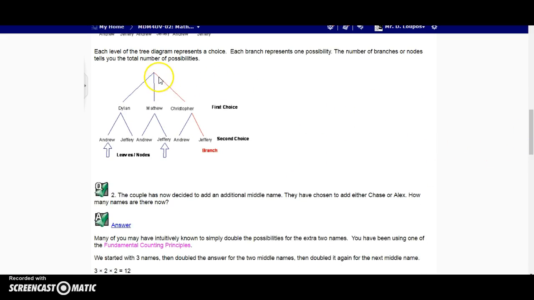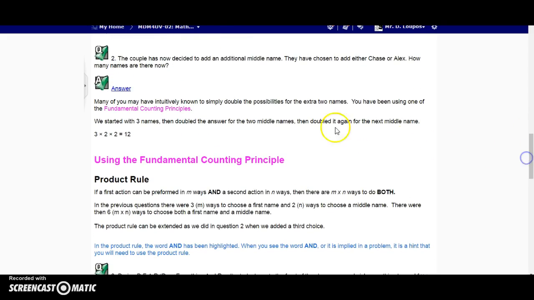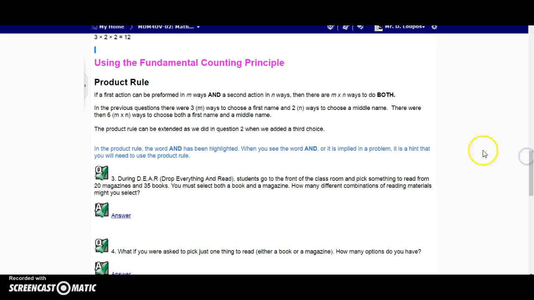What they did here is they added another middle name, I think, eventually. Oh, sorry, they're gonna have 2 middle names. So now they have 2 different names here, Chase or Alex. So the kid's gonna have three names, and now you have first name, first middle name, second middle name. So again, because there's another option, you multiply that here, and then you end up with 12. Okay. In general, this is the product rule.